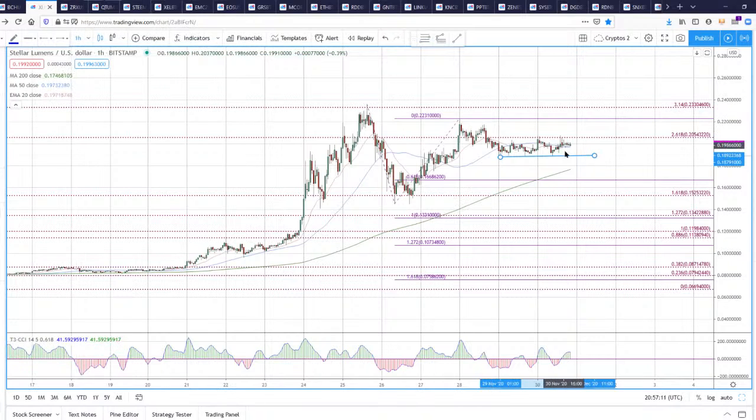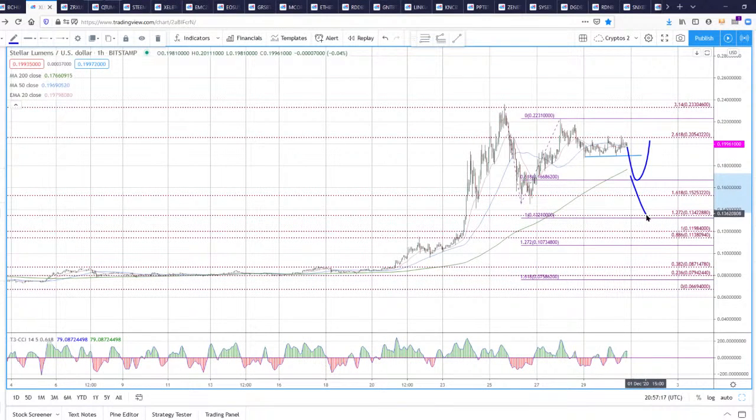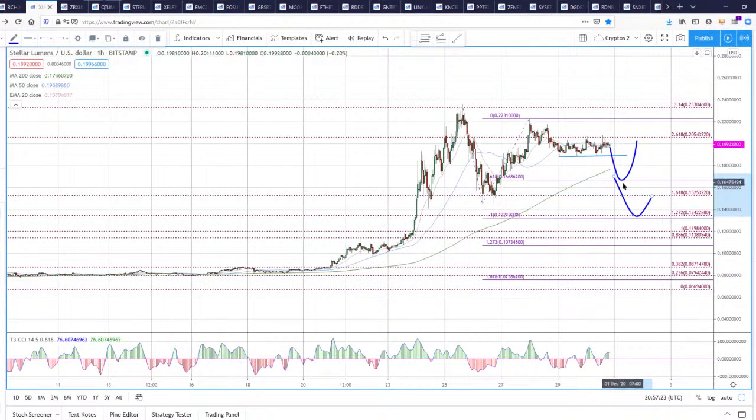0.1668. That's the first place where I think we could see a buy. And if we do a bigger drop than that, 0.1342 if everything sells off. Those are the two levels, 0.1668 and then 0.1342, the two levels that I would be looking for buying Stellar Lumens.